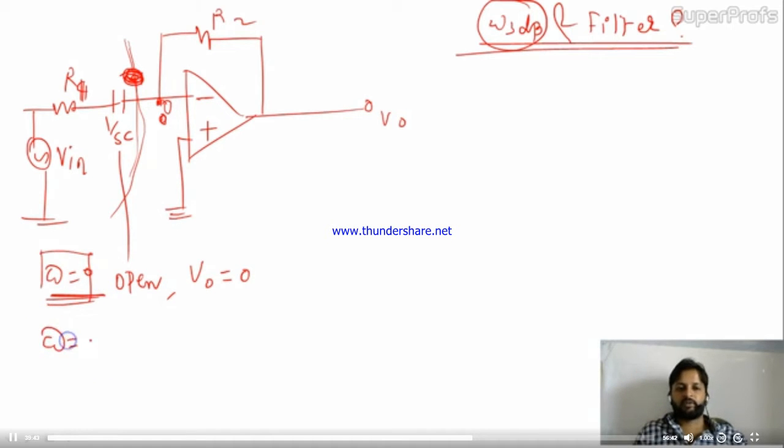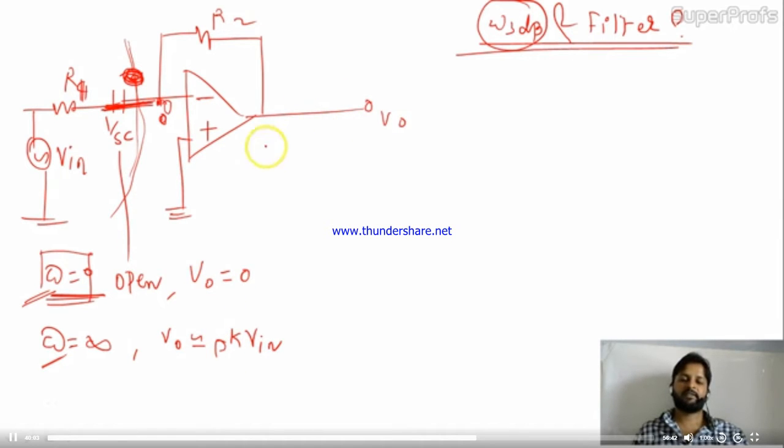Now what about the upper frequencies? You have to check for omega equal to 0 and for omega equal to infinity. At omega equal to infinity, it will be short circuited. Definitely we'll get some output in terms of Vin. Why this negative sign? Because you apply the input at the inverting terminal. So definitely the filter is an HPF. Our answer is HPF.